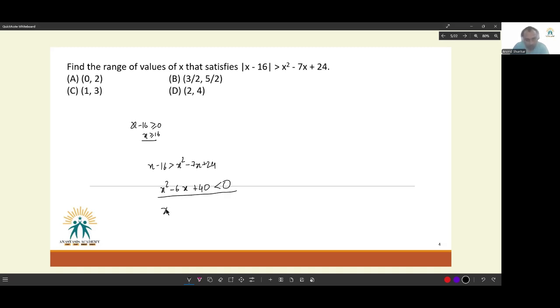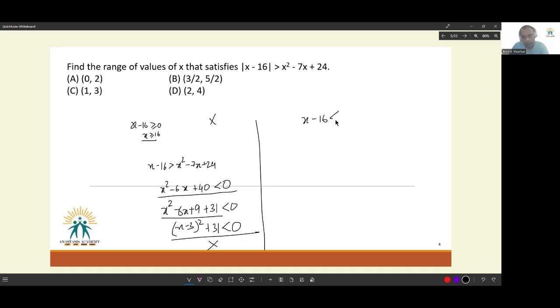This is not possible because this will be x square minus 8x plus 16 plus 24, x minus 4 whole square plus 24 being less than 0. This is an impossible state to be in. A perfect square plus a positive number will always be greater than 0. So this is not possible at all. No cases get generated here. The alternative being x minus 16 is less than 0. So x is less than 16.